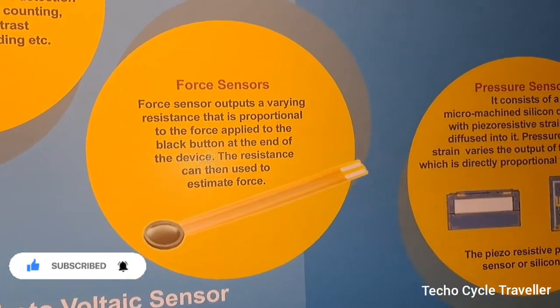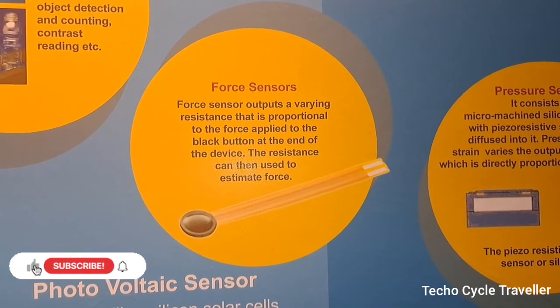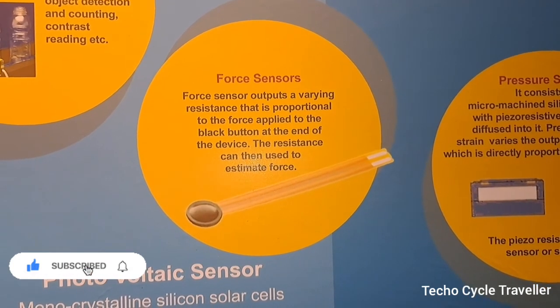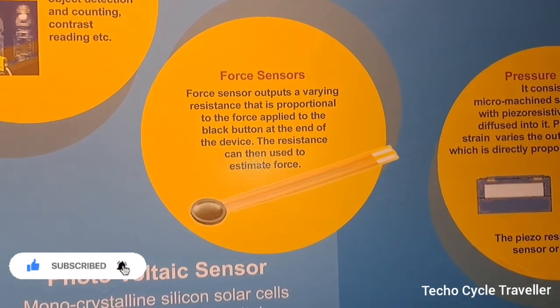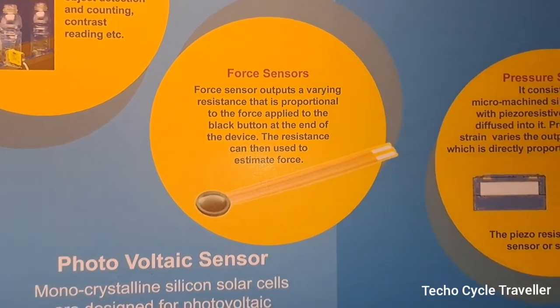Force sensor. A force sensor outputs a varying resistance that is proportional to the force applied to the button at the end of a device. The resistance is then used to estimate force.